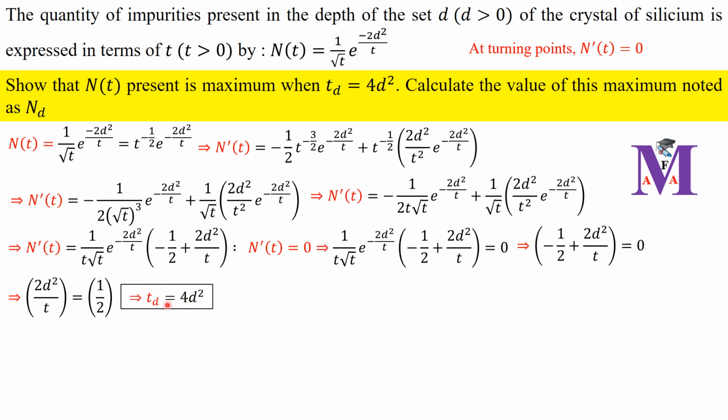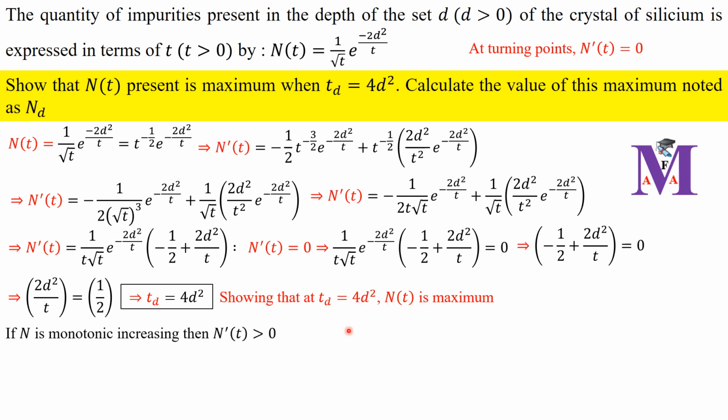Since it's a function of d, we can call it t of d. When we cross multiply, t goes this way and then 2 multiplies with 2d squared to get 4d squared. Now we need to show that at t of d equal to 4d squared, this n of t is actually maximum. We even previously showed this when we were talking about lambda, so we are going to use the same thing. We study the variations, so we are now going to show that at t of d equal to 4d squared, n of t is maximum.